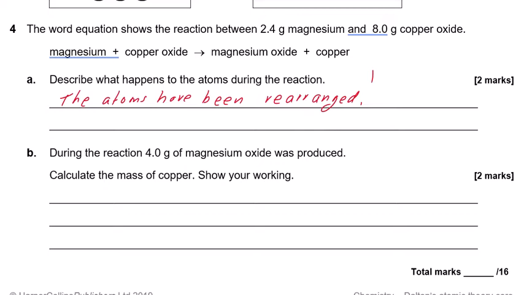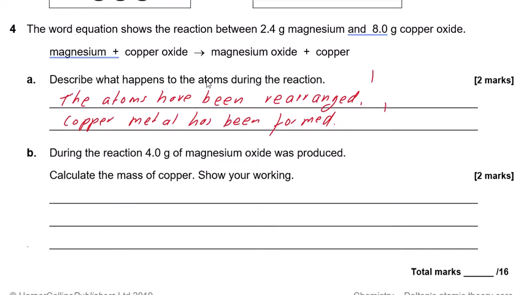And the second thing that you can say is that copper has been replaced by magnesium. Okay, or you could say copper metal has been formed. Either of those will do. And there it is, copper metal has been formed. The other thing that has been formed is magnesium oxide. So if you said that, that is also a good answer, and that will get one of the other of the two marks.